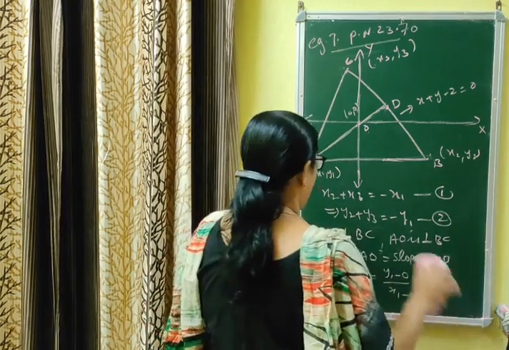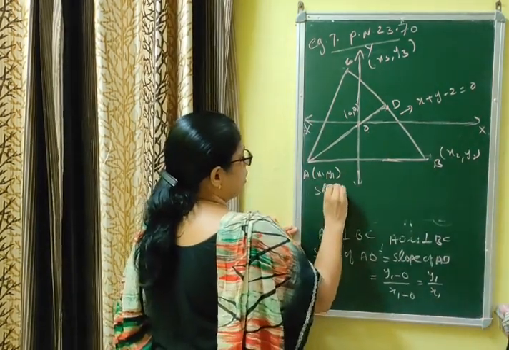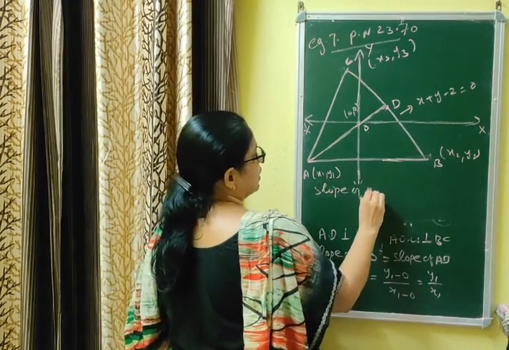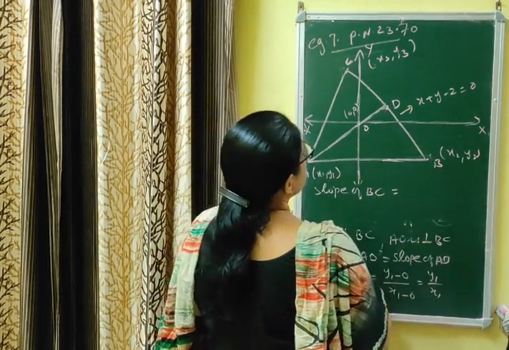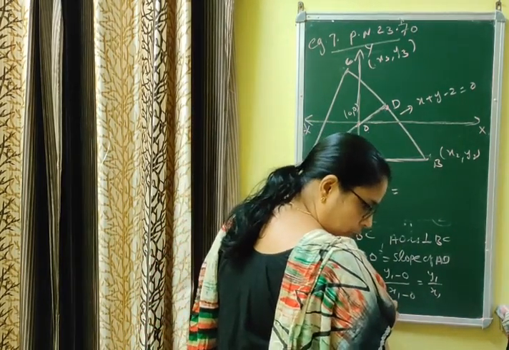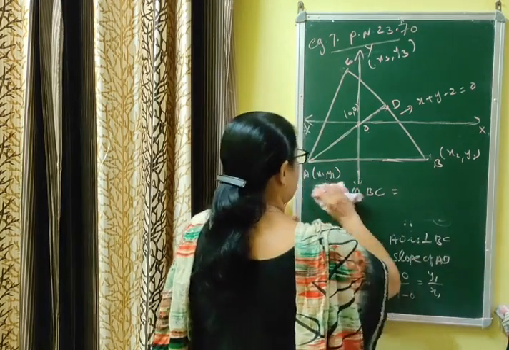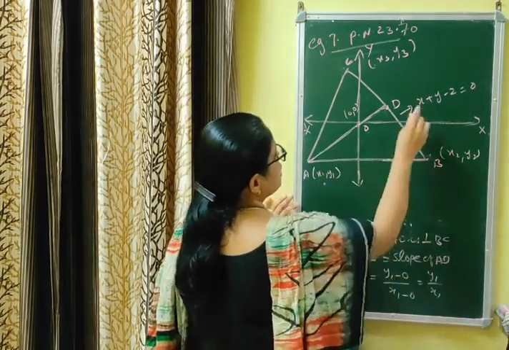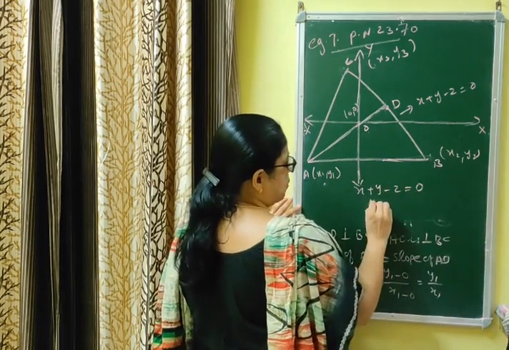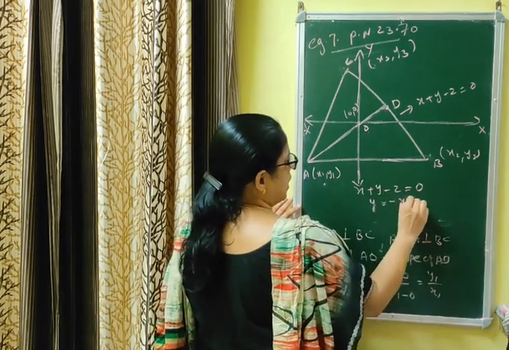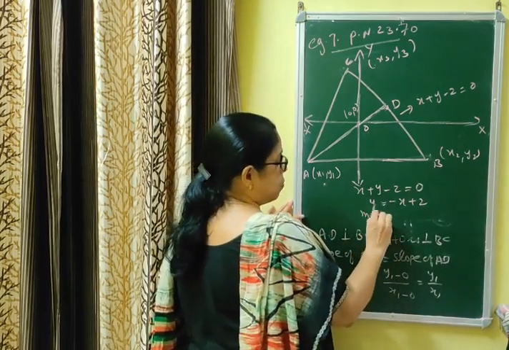Now what is the slope of this line BC? You know that AD is perpendicular to BC, meaning the product of slopes equals -1. Slope of BC you can find using the formula, but there is no need, since the equation of BC is given as x plus y minus 2 equal to 0, that is y is equal to minus x plus 2. This is the slope intercept form, so the slope equals -1.